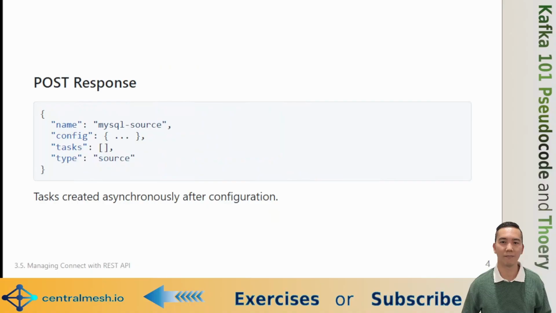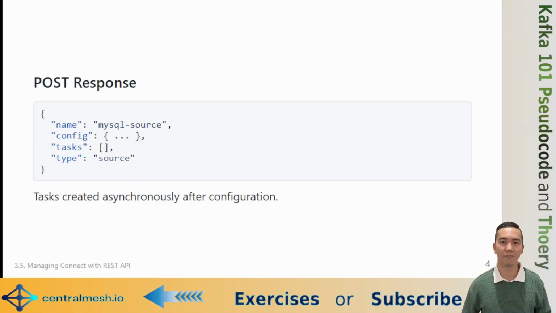After the connector is successfully created, Connect immediately returns a response. The response includes the connector name, the configuration that was accepted, the connector type, and an empty task array. Many people are surprised that the task array is empty. The reason is that connector creation and task creation are separate operations inside Kafka Connect.